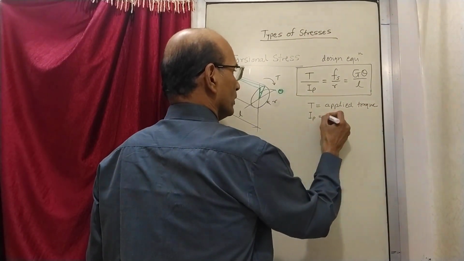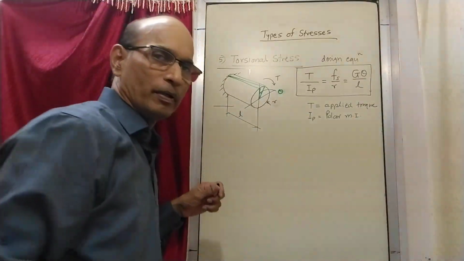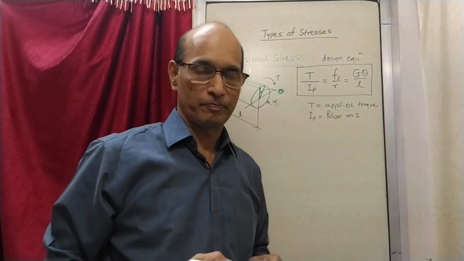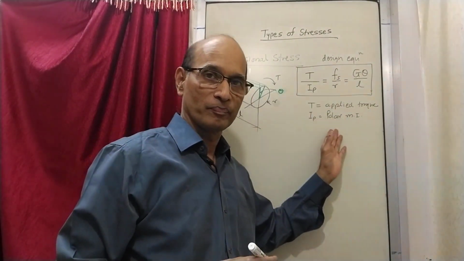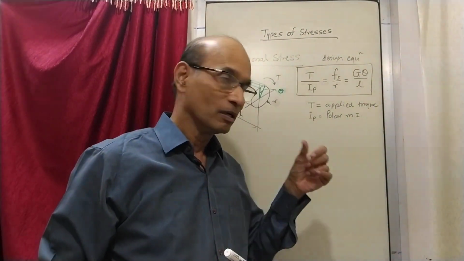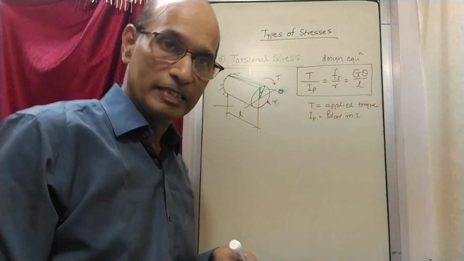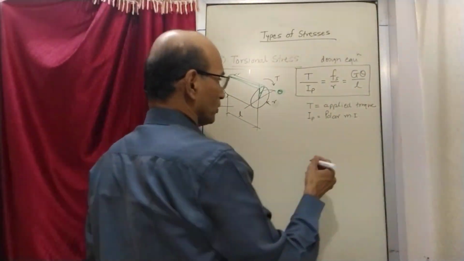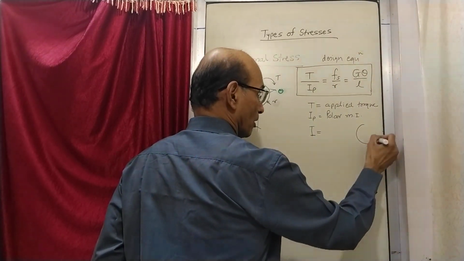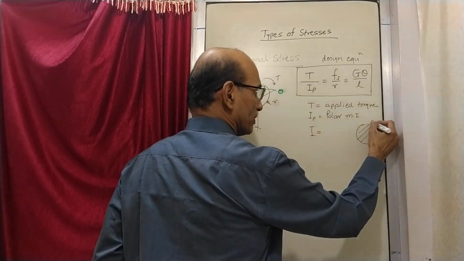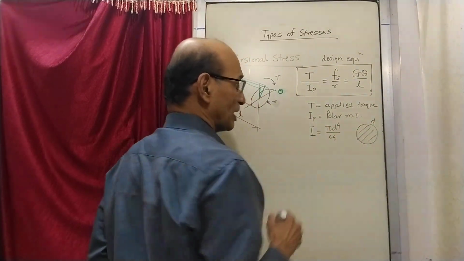What is IP? It is a polar moment of inertia. Moment of inertia of polar type. So again, something which requires revision. Last time we have seen moment of inertia. This time also it is moment of inertia, but it is polar moment of inertia. What it means is, now this cross section is circular. Last time we have written moment of inertia for a circle like this of diameter d as pi d raised to 4 upon 64 in the last case.